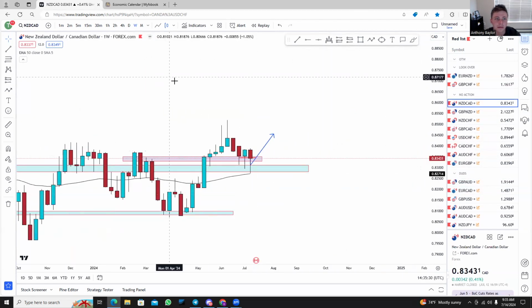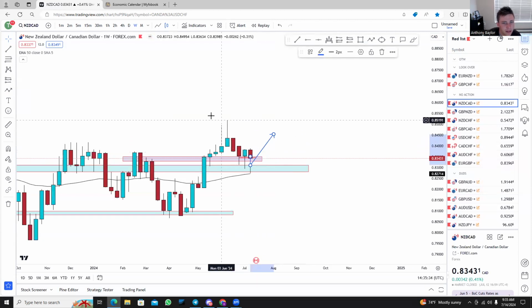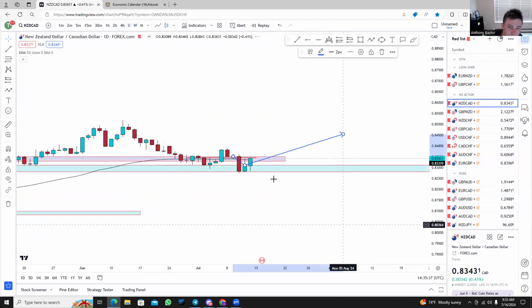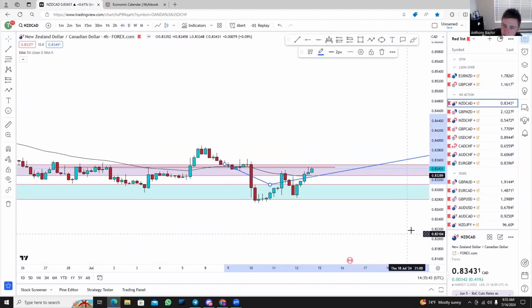NZD-CAD. Look at that. Predicted that move too. Look at that. I don't even have to move it. Boom. Now it's gonna come back up. If it doesn't come back up... Yeah, look at that. Already coming back up. That's crazy. This stuff is just too easy, man.